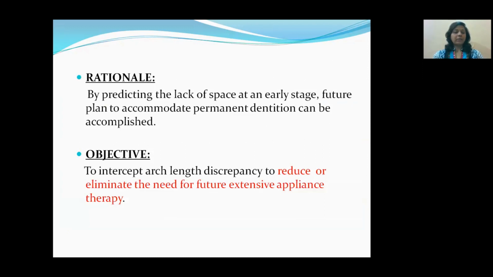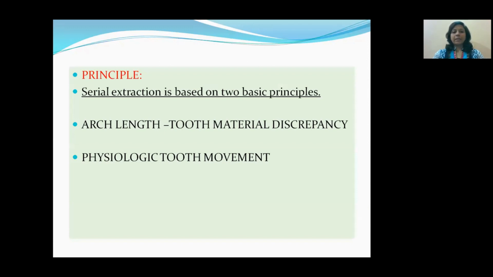The rationale of the serial extraction procedure is that by predicting the lack of space at an early stage, we can plan the future treatment to accommodate all the permanent dentition so that we can get a normal occlusion. The objective is to intercept arch-length discrepancy to reduce or eliminate the need for future extensive appliance therapy. So serial extraction is based on 2 basic principles: arch length tooth material discrepancy and physiologic tooth movement. Here we have to judge what amount of arch length tooth material discrepancy is present, and we want to guide the teeth to their designated position with a more physiologic type of tooth movement.